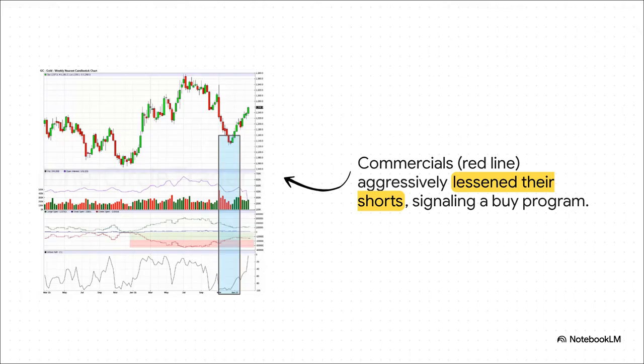We're looking at that red line, which represents the commercials' net positions. Now, notice how in late 2016, that red line started to move up really sharply. And here's the key. Even though they were still net short overall, relative to their own 12-month range, they were aggressively cutting their shorts, which is, for all intents and purposes, a form of buying. This is a huge signal that they're anticipating higher prices.